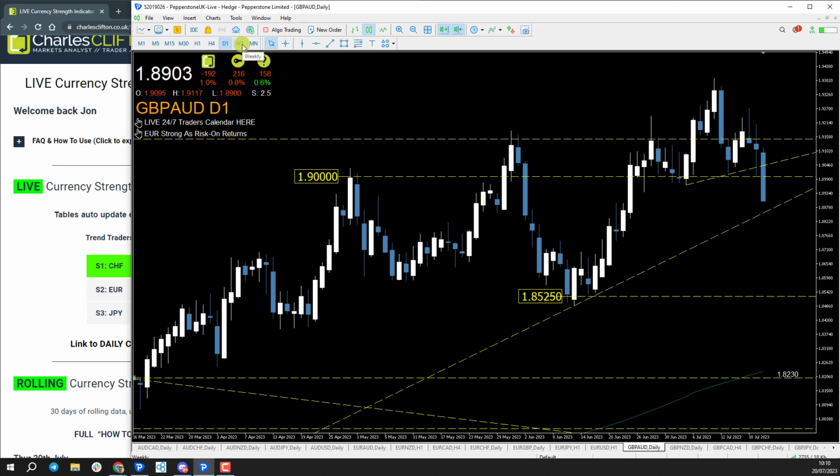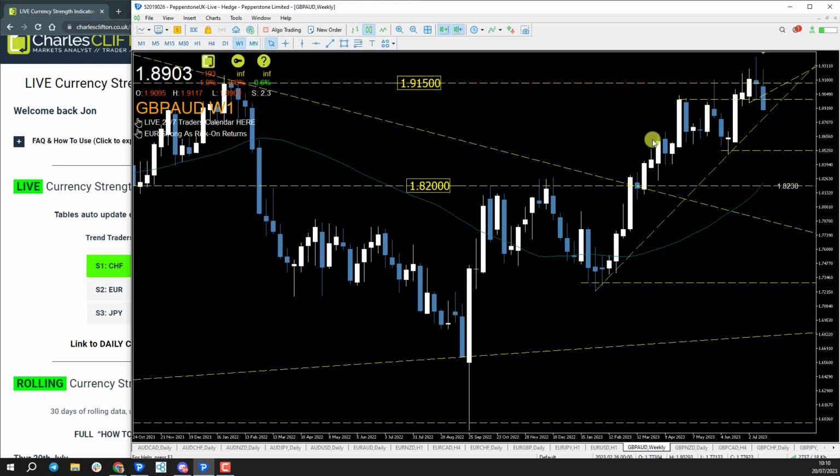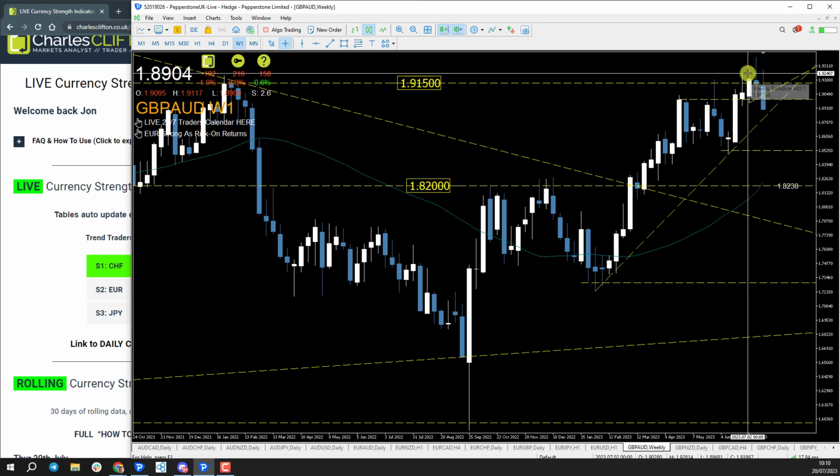Now, I'm just going to pop up to the weekly time frame here for a second just to show you the top-down analysis of this. We can see that price has recently tried to break through the 1.9150 handle. We've had 3 or 4 or even 5 attempts at the 1.9150 handle, and price each time has failed to really close above it. We did close above it on one occasion, but we failed to trade above the previous weekly high.